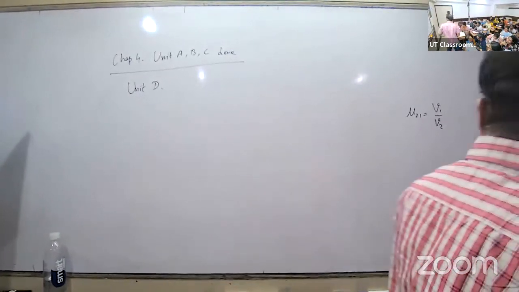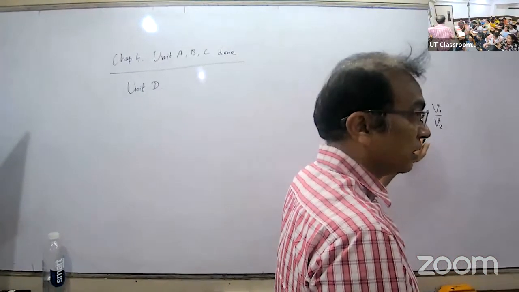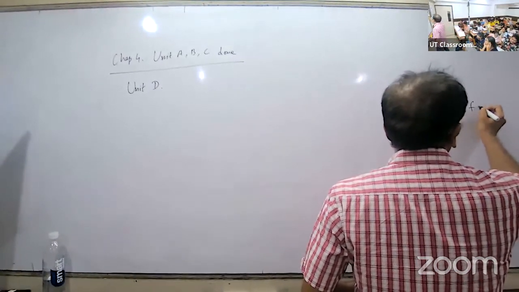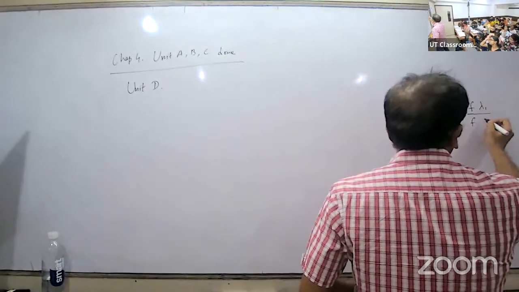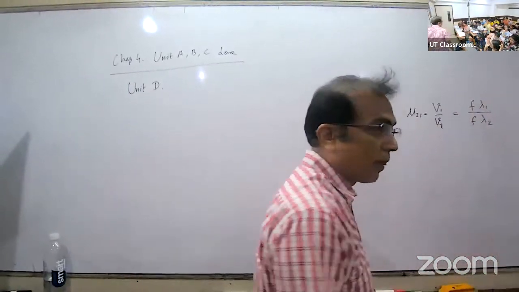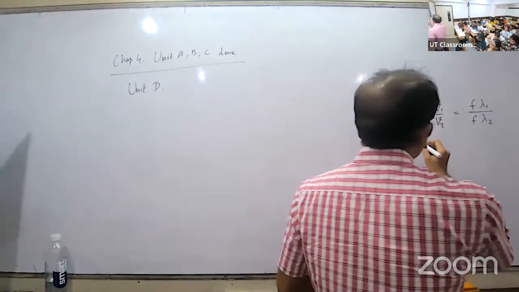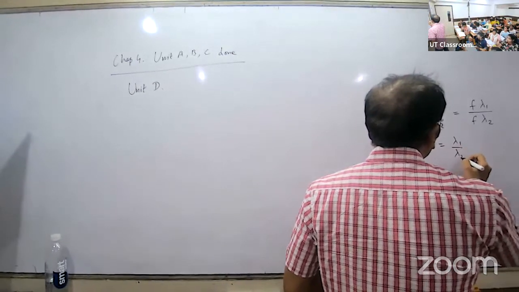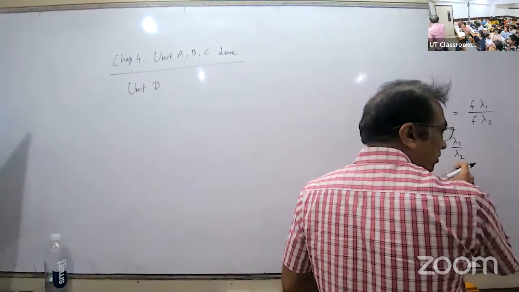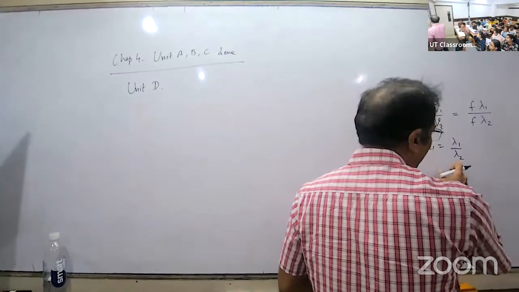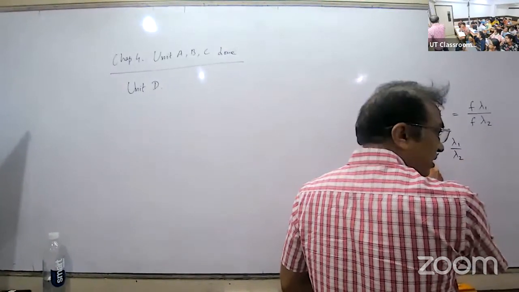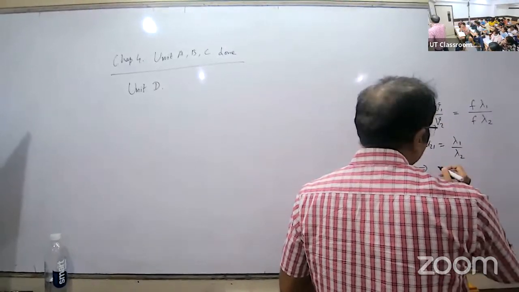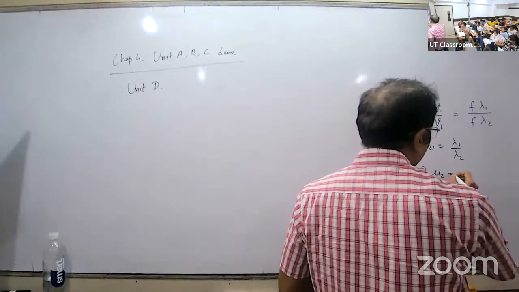So we already know mu21 is v1 upon v2. But what is speed expressed as? Frequency into wavelength. Frequency does not change. So therefore mu21 is equal to lambda1 upon lambda2. This is the wavelength in the refracting medium, the second medium. So if medium one is air, what is mu2?